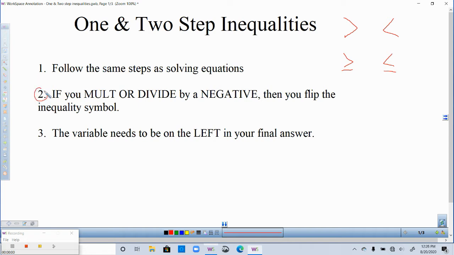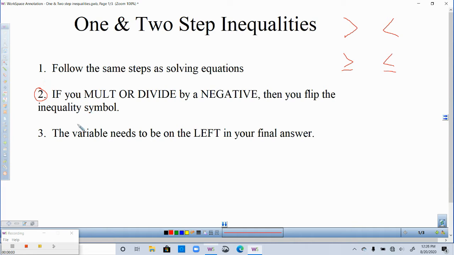And so our first rule, if you did the warm-up today, was we learned that anytime you multiply or divide by a negative number, then you flip the inequality symbol. So it'll flip from a greater than to a less than.